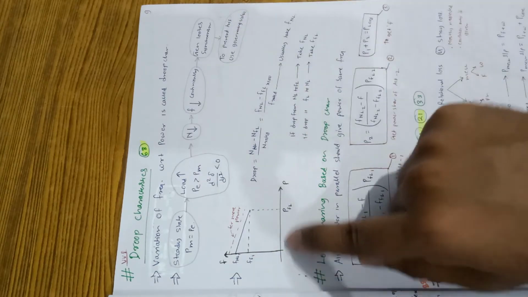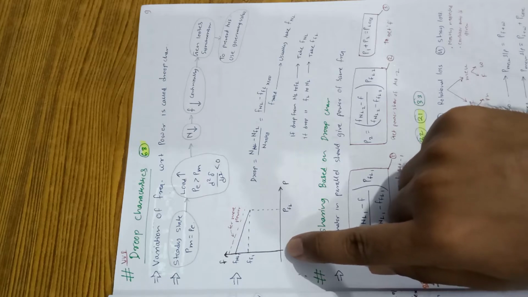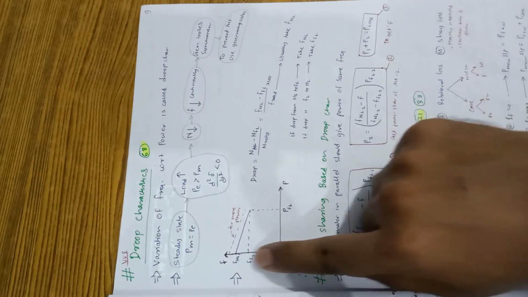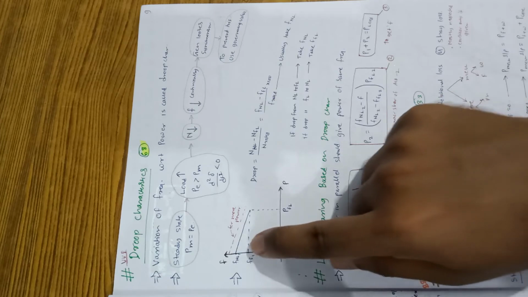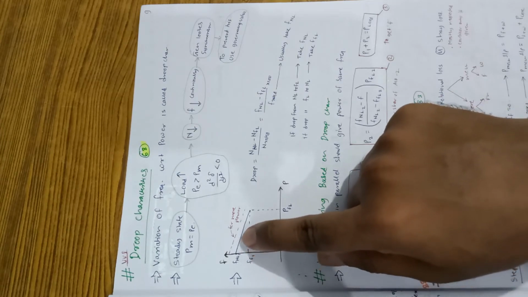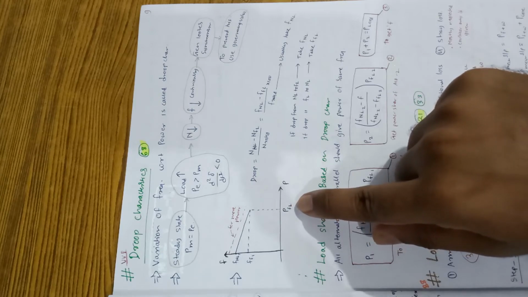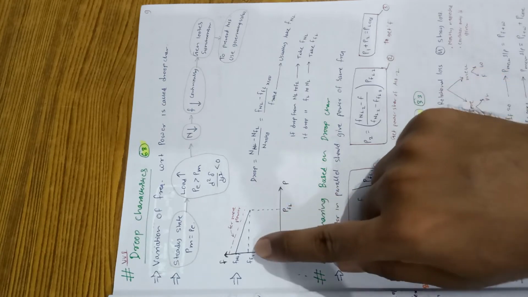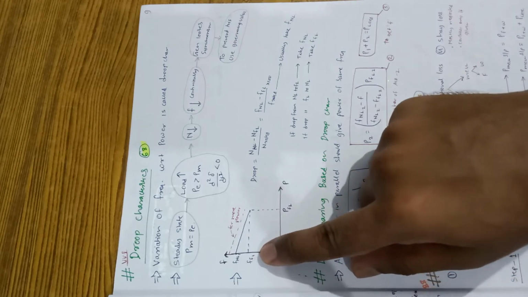See from this graph we can easily make out that when power output is 0, we have this frequency. As we are increasing the power output, the frequency starts decreasing. At full load power, the frequency has fallen down to FL1.